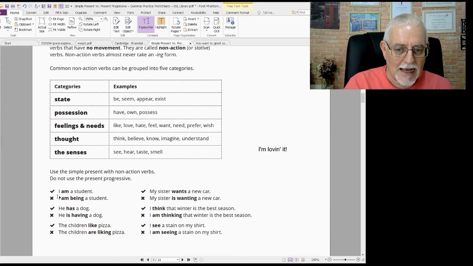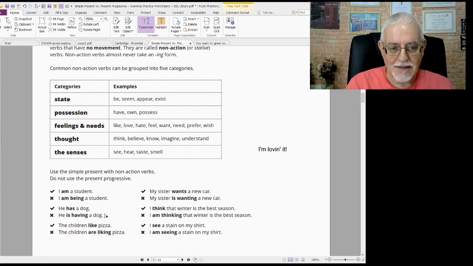So, I am a student is correct. We would use the present simple tense for this, or simple present if you prefer to call it that. I am being a student is a no-no. He has a dog. He is having a dog. It's a no-no. However, he is having a shower is acceptable when you understand that in Britain, we normally say I'm having a bath, I'm having a shower, when we mean I'm taking a shower. To us, it seems silly to say I'm taking a shower, because the next question is, oh really, where are you taking it to? So we normally say I'm having a shower.